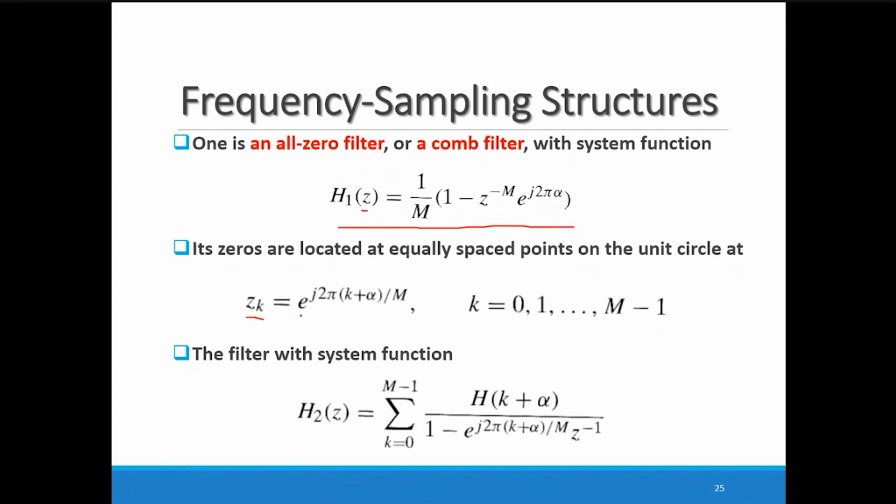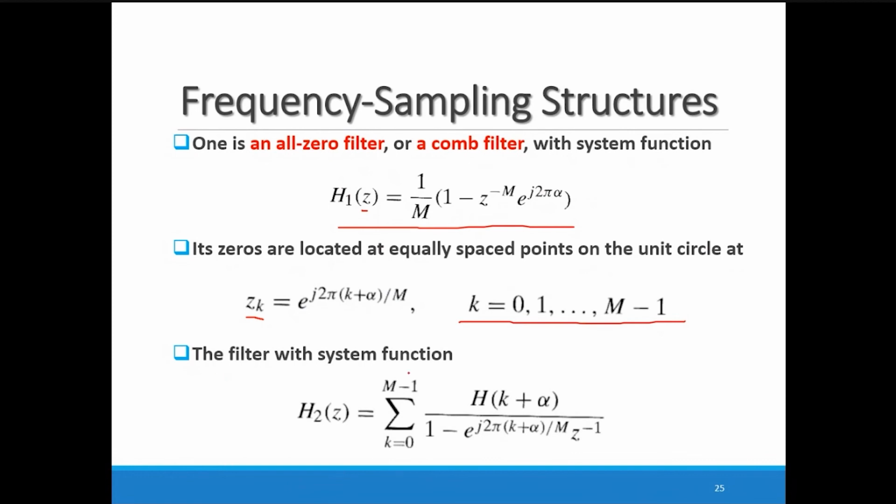So e raised to j 2 pi (k plus alpha) divided by M, where the values of k are from 0 to M minus 1. Whatever zeros you are getting, they are equally spaced on the unit circle, and for these many samples you are getting M number of zeros.